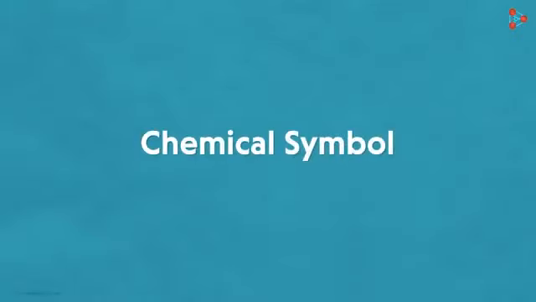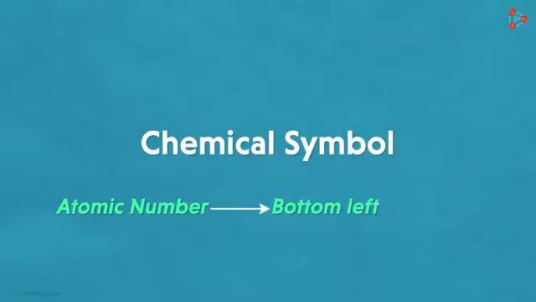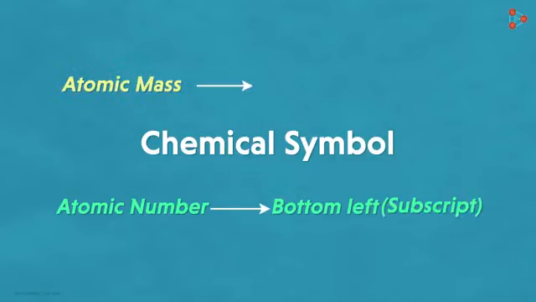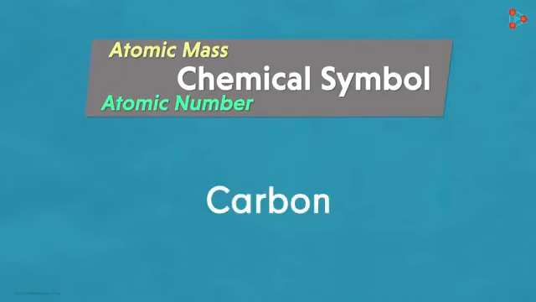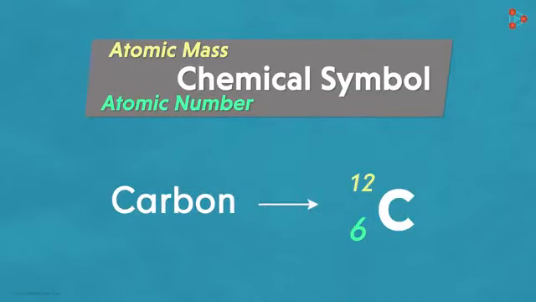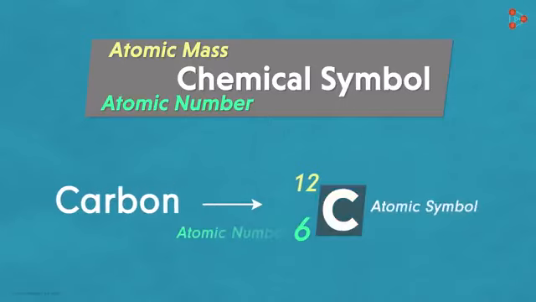Yes. The chemical symbol of the element is written with atomic number at its bottom on the left side, that is in subscript. On the other hand, the atomic mass is written on the top left side in superscript. Something like this. The symbol of the element, its atomic number and its atomic mass. Now, how do we represent a simple element like carbon? That's right, something like this. The atomic symbol, that is C, followed by the atomic number 6 and atomic mass 12 at the respective places.